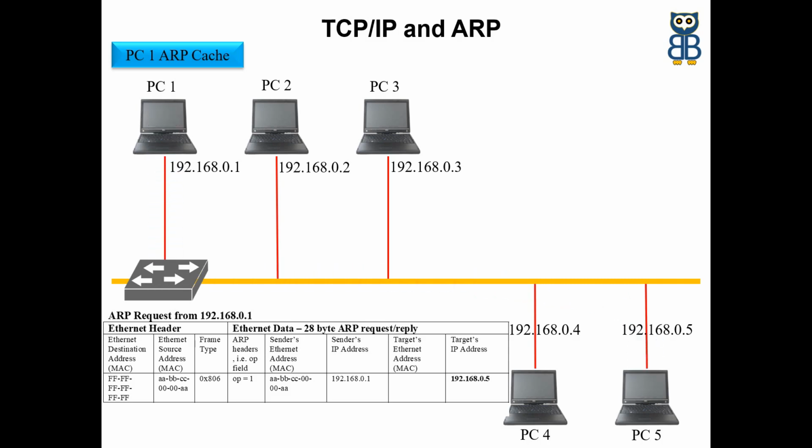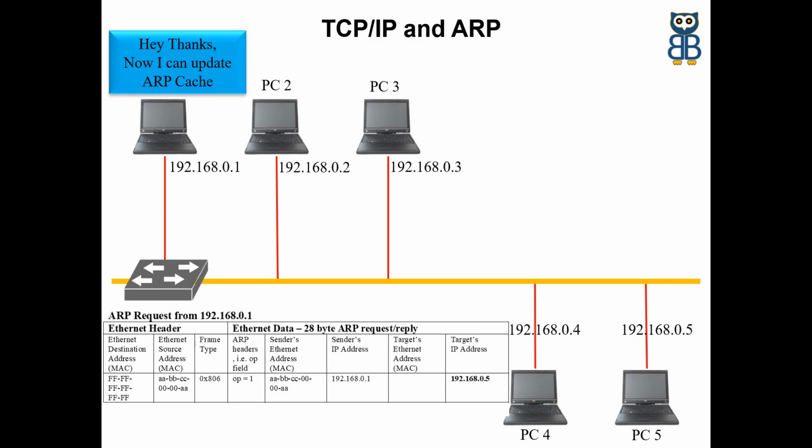Once PC5 notices that the ARP packet contains the IP address of PC5, PC5 prepares the ARP reply message for PC1. PC5 sends this ARP reply message directly to PC1. This ARP reply is a direct message to PC1.